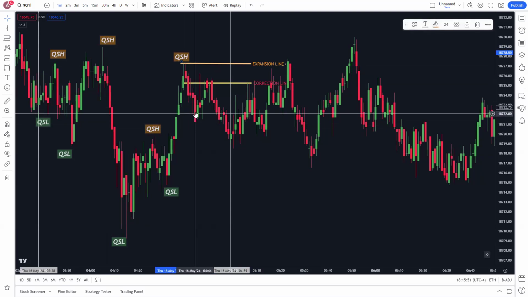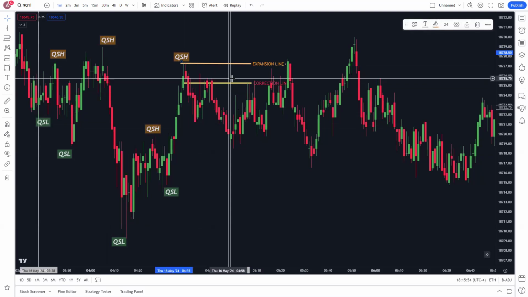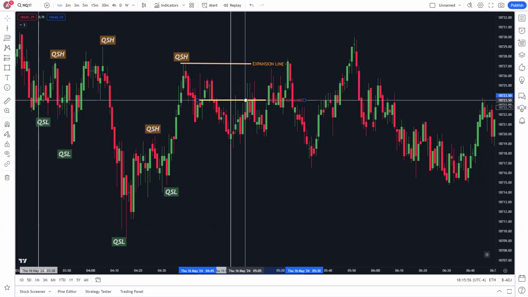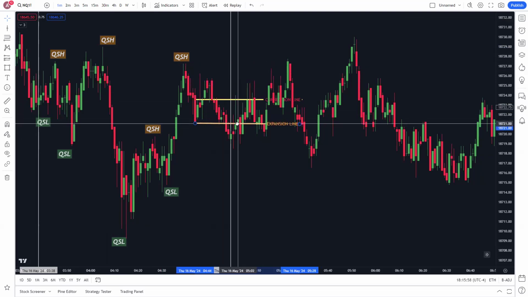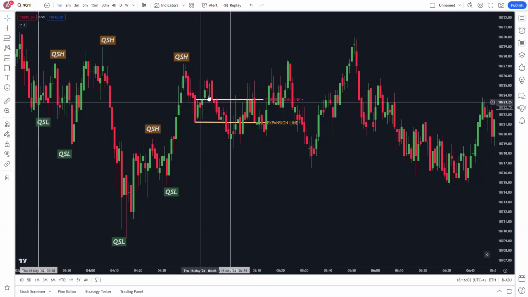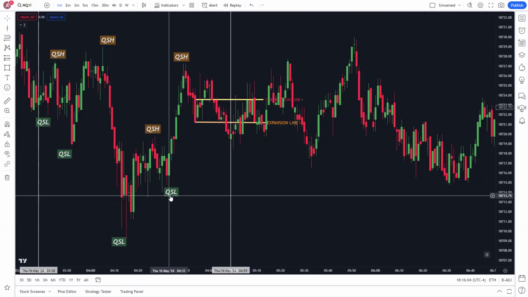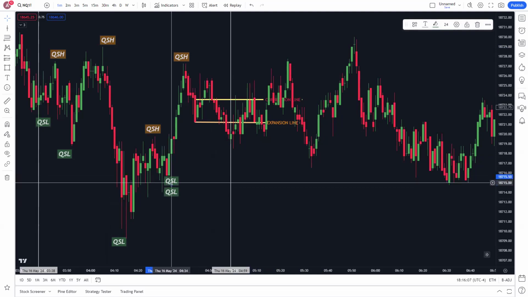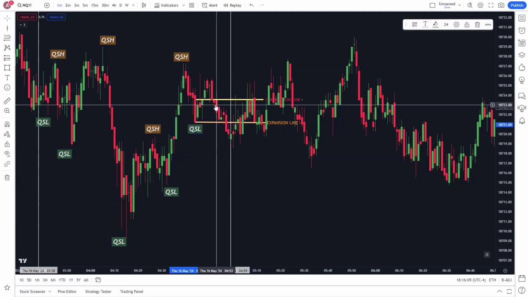And then we went all the way down here, and then we have what? This next line right here, this bullish candle will be where we look for correction. And below this red candle is our expansion line. Did we break above that bullish candle with another bullish candle? Yes, we did. So therefore, this becomes our qualified swing low right here.